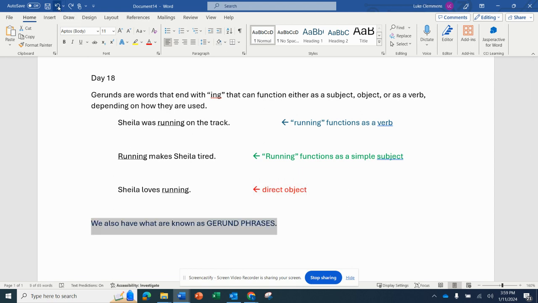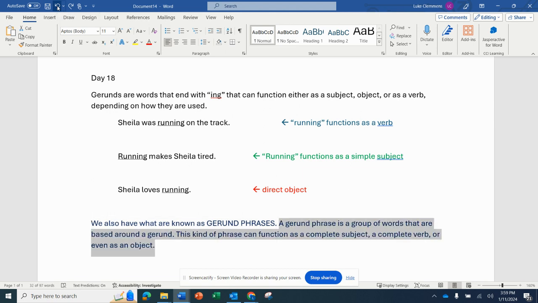Now, we also have what are known as gerund phrases. This is where you get a gerund plus a little extra with it. A gerund phrase is a group of words that are based around a gerund. This kind of phrase can function as a complete subject, complete verb, or even as an object. So it functions just the way a one-word gerund can function.